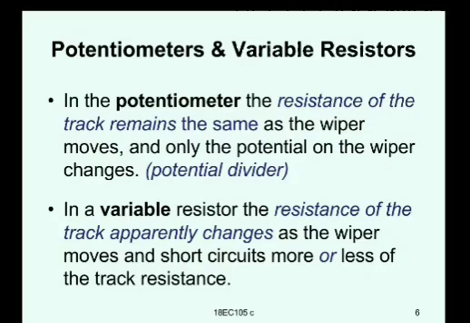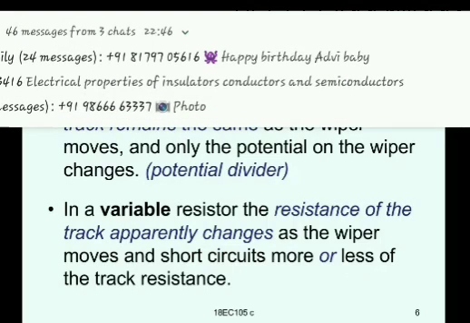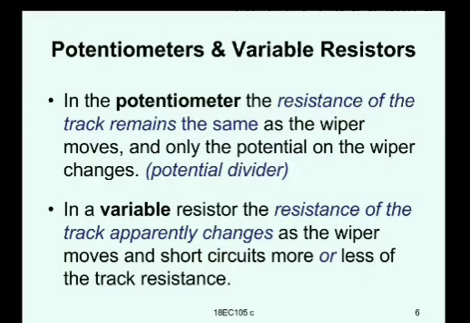The next one is the variable resistor. In a variable resistor, the resistance of the track apparently changes as the wiper moves and short circuits more or less of the track resistance. So this is a major functional difference between the two.